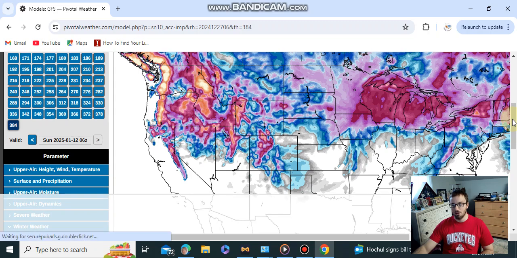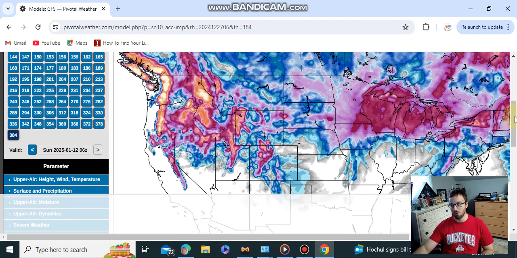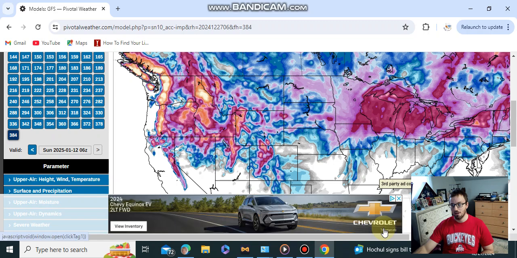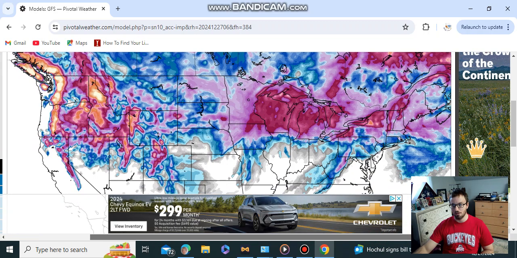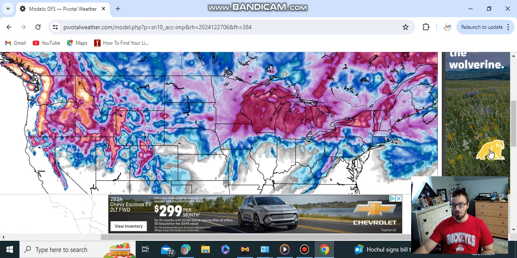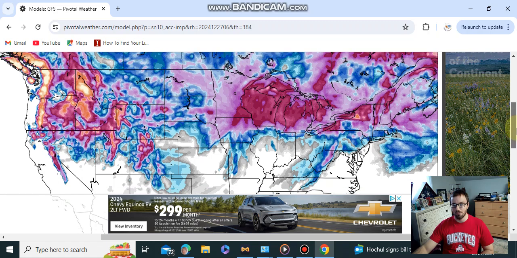And we have a big snowstorm for Wisconsin and Michigan. Very heavy snowfall, it looks like. Without even looking at the color chart, this is easily a foot of snow.